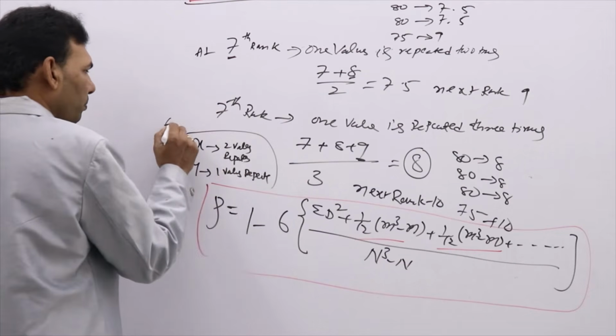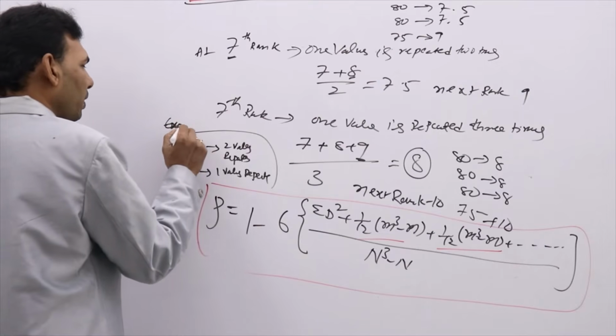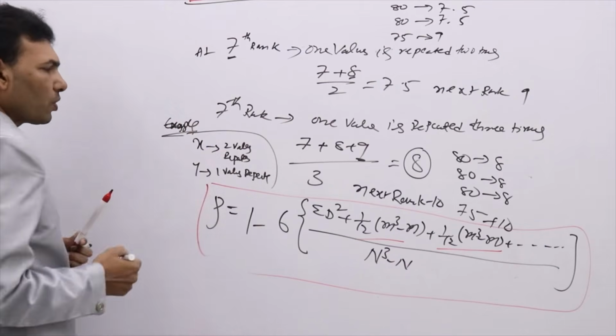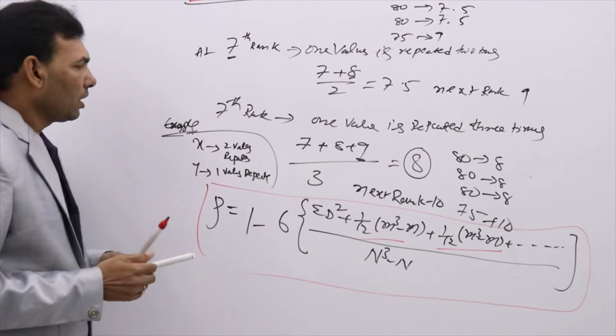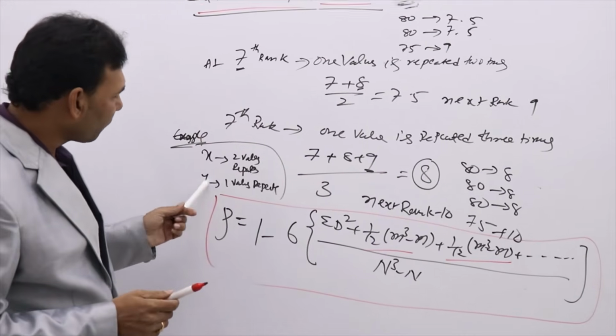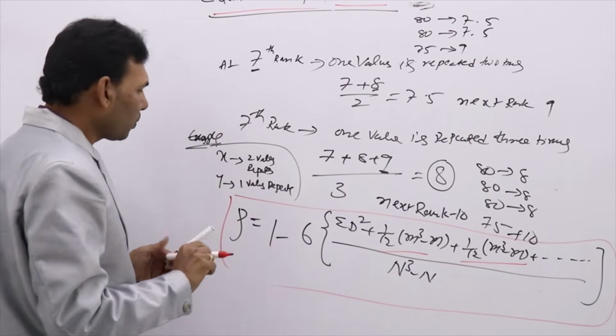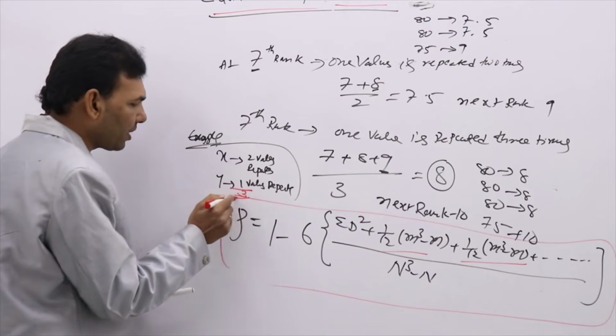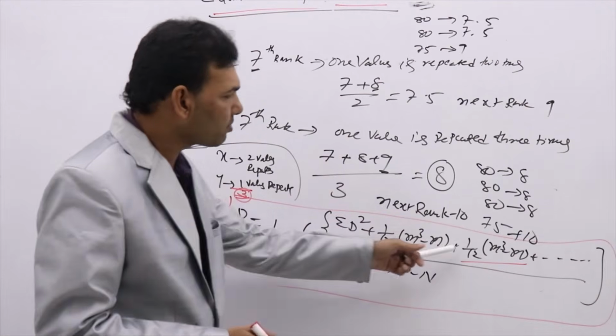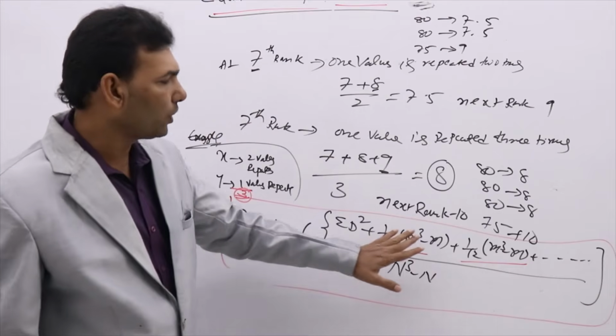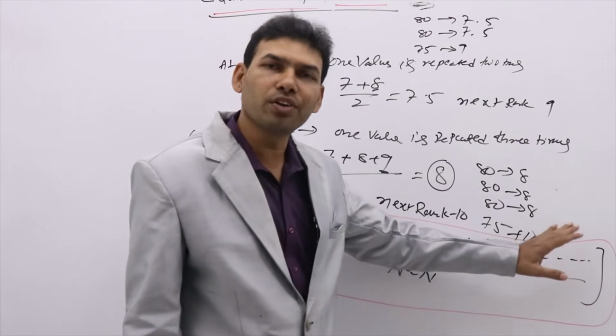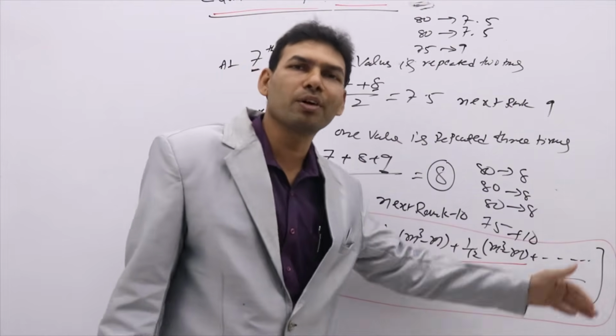Then, for example, take an example. In x, 2 values are repeated. In y, 1 value is repeated. Total how many values are repeated? 3 values repeated. So 3 times you are going to write 1 by 12 into m cube minus m, 1 by 12 into m cube minus m, 1 by 12 into m cube minus m.